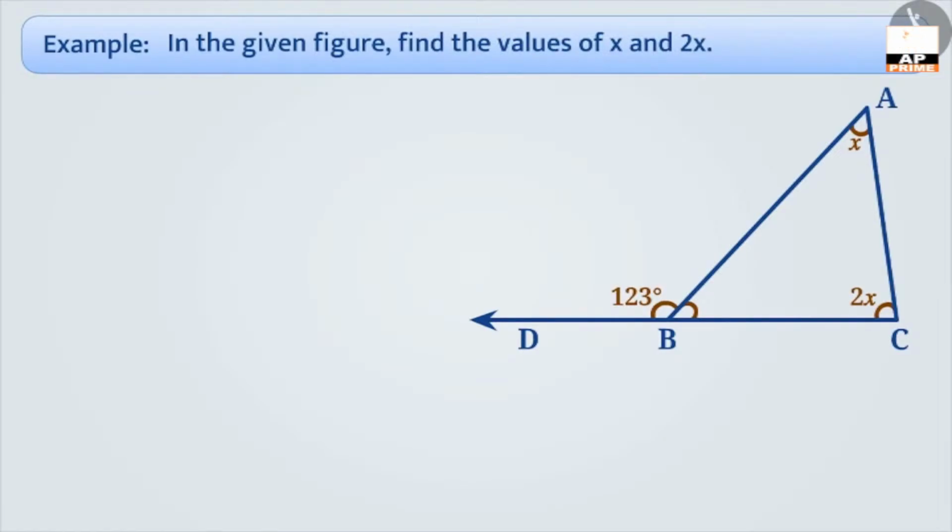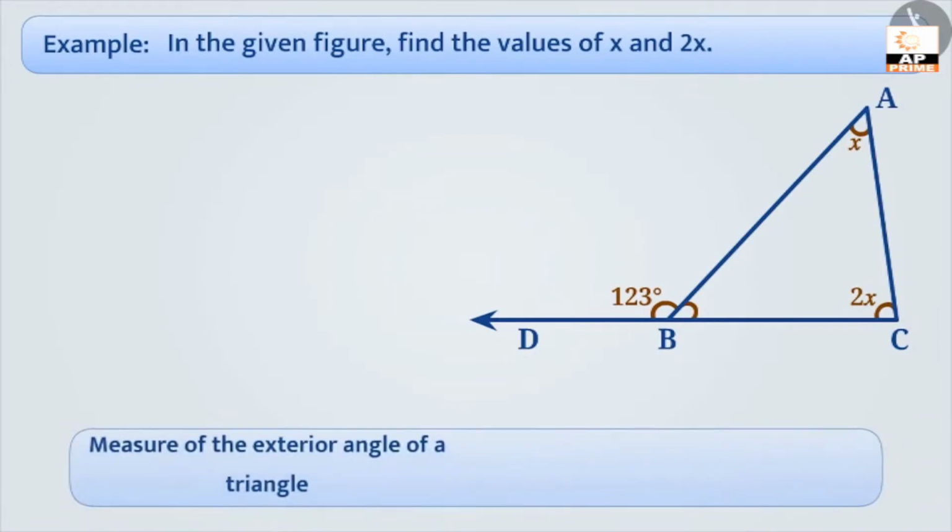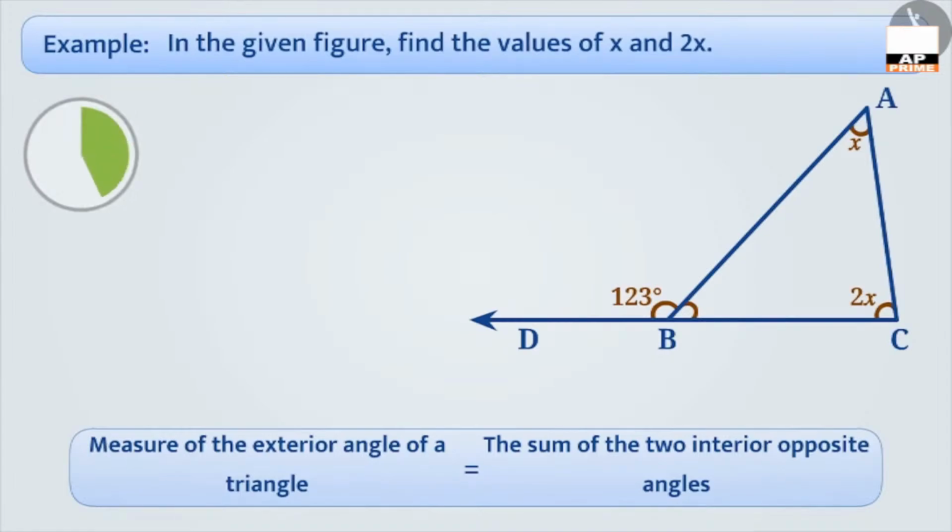Exterior angle property of a triangle tells us that the measure of an exterior angle of a triangle is equal to the sum of the measures of its interior opposite angles. Can we solve the given question based on this understanding? Think for a while. Yes, we can definitely solve this question using the exterior angle property.